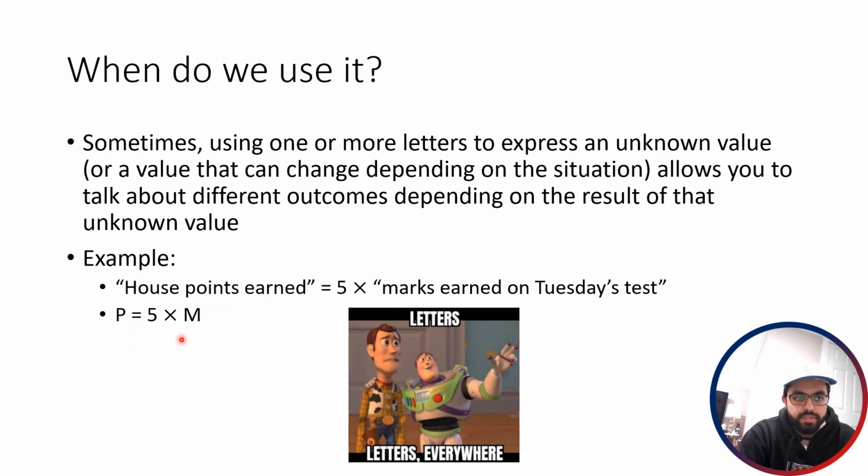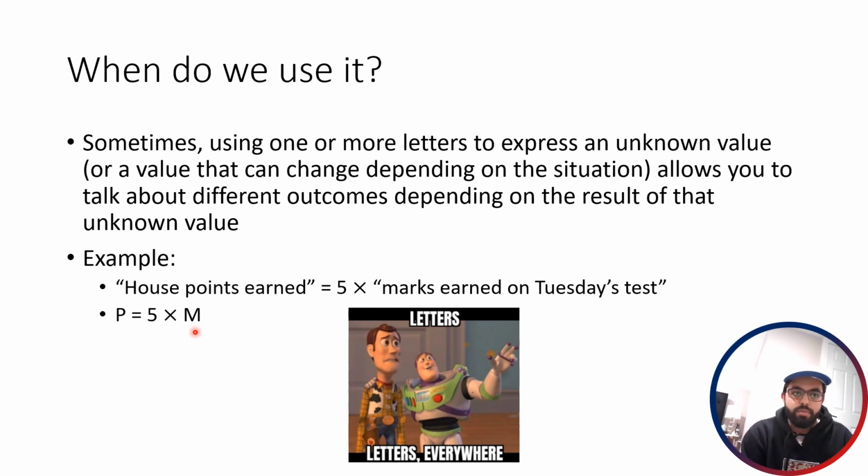Now, what's the deal with this second equation down here where it's just a P and an M? What's that about? The thing is, mathematicians are lazy. If you're doing math all day, every day, you don't have time to write out house points earned every single time, or marks earned on Tuesday's test. So instead of house points, I'm going to call that P, P for points. And instead of marks earned on Tuesday's test, I'm going to call it M, M for marks. So P, the house points, is equal to 5 times M, the number of marks you earn on the test.